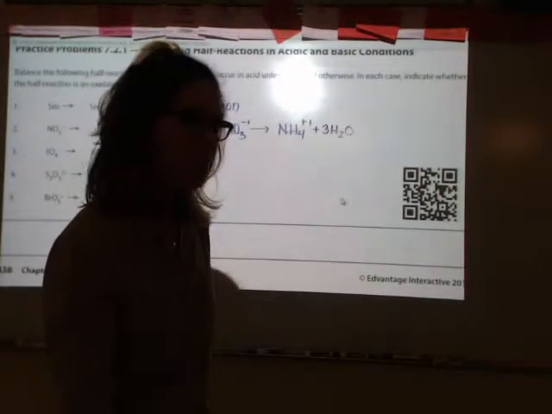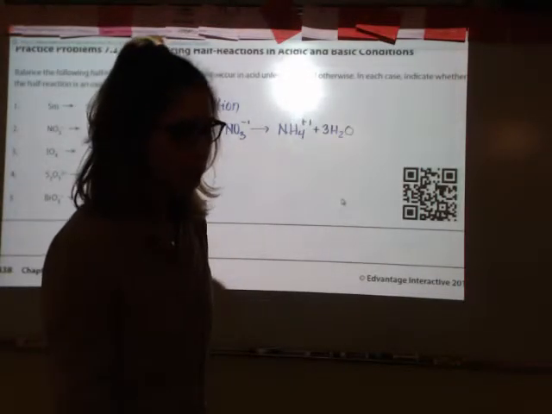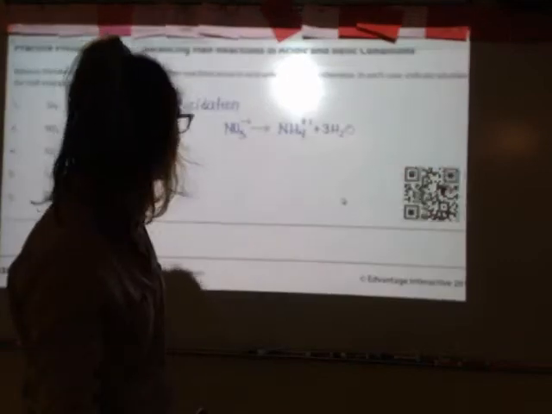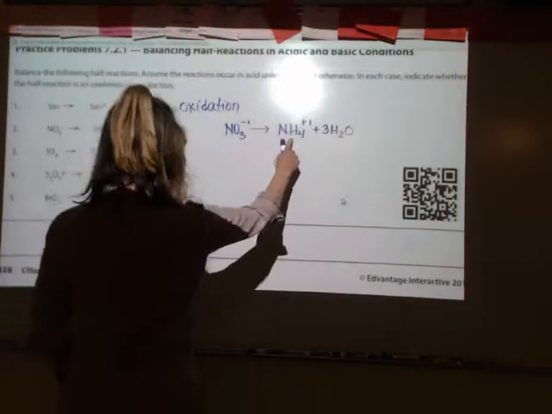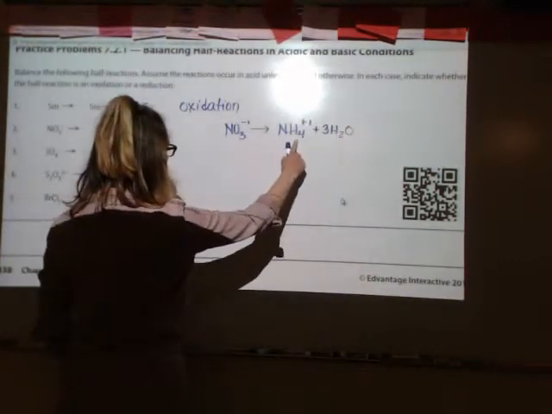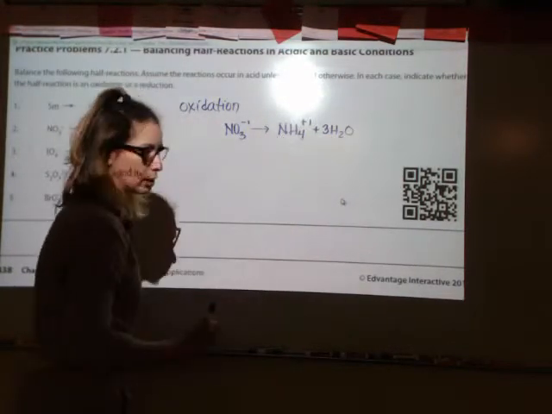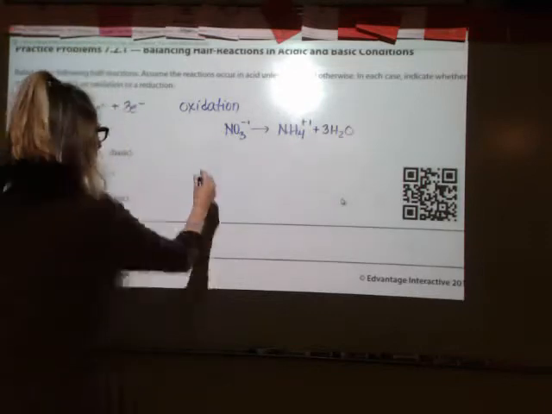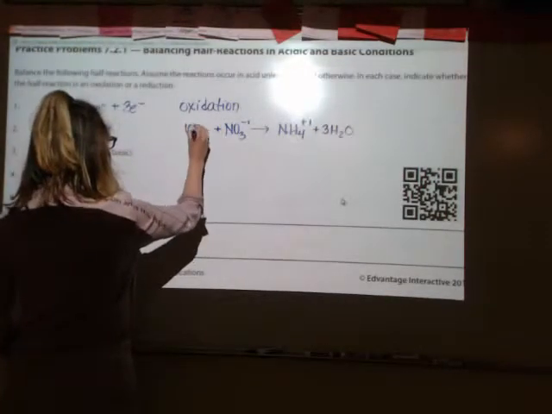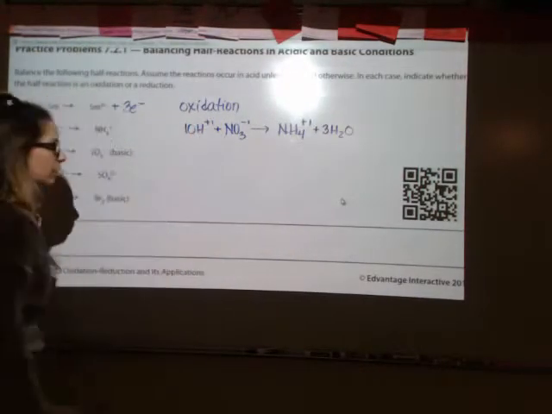Can I go to step 3? Balance hydrogen atoms by adding hydrogen ions. How many hydrogens do I have here? 4. How many here? 6. 6 plus 4 is 10. So I'm going to have to add 10 hydrogen ions here.